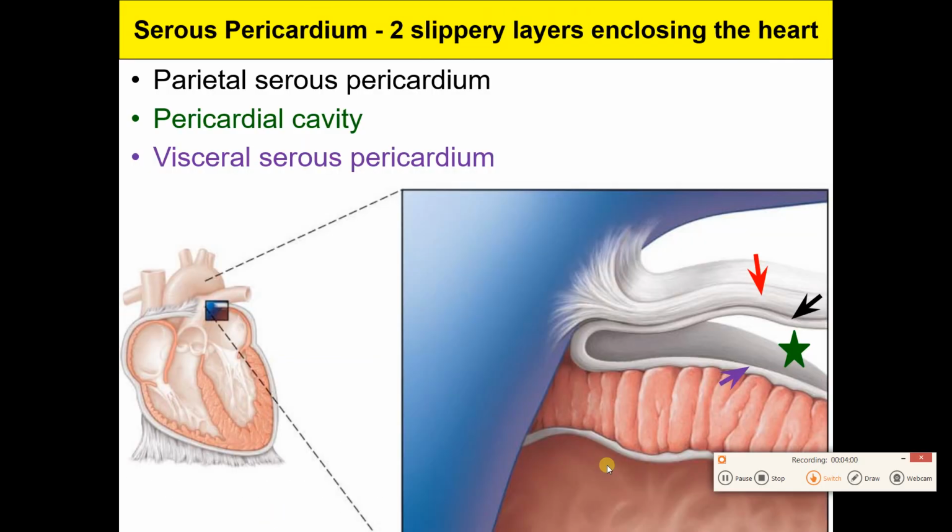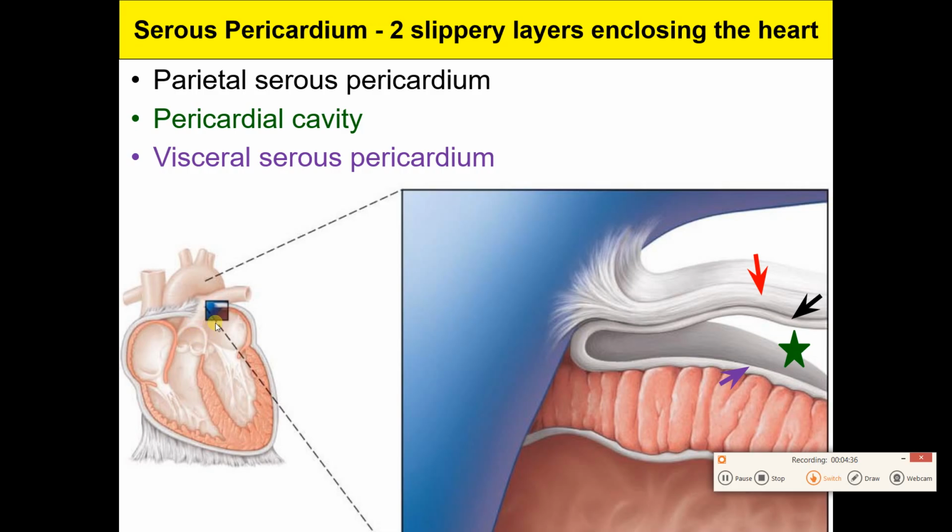All right, not only is there a fibrous pericardium, there is also a serous pericardium. This is a pair of slippery layers enclosing the heart. If we look at our heart right here, we can nicely see the four chambers of it. 1, 2, 3, 4 chambers to our heart. We can see bits of the fibrous pericardium attaching to the diaphragm. The diaphragm will be down here. We can see the attachment to the great vessels, like to the aorta right there.